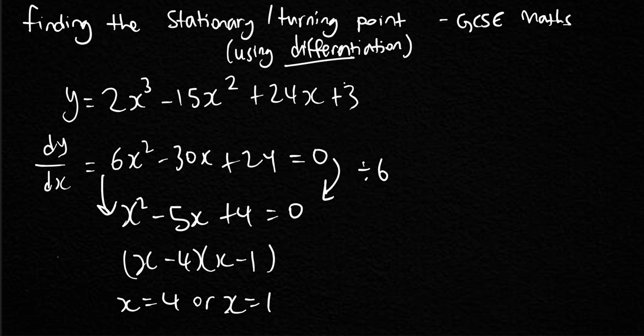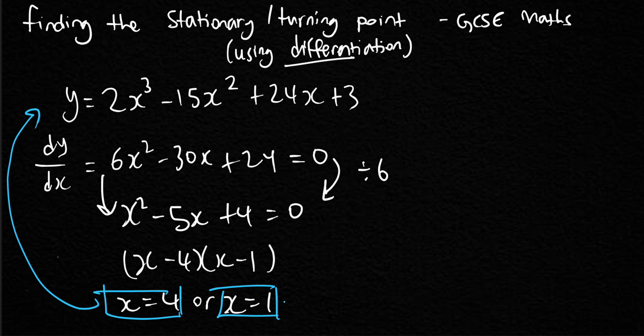There's one issue. We need to classify the nature of these. First of all, let's find the y coordinates. We're supposed to find the turning points, not just the x values, the y coordinates too. So we're going to input these two values that we found, x equals 4 and x equals 1, back into our original equation. The mistake that many students make is inputting this into the dy/dx equation, which is just the equation for the gradient, not for your turning points.